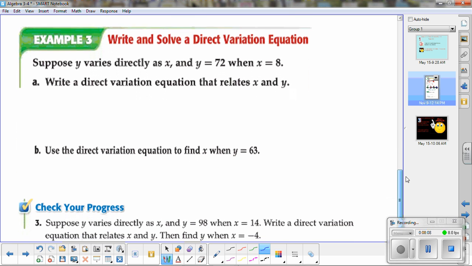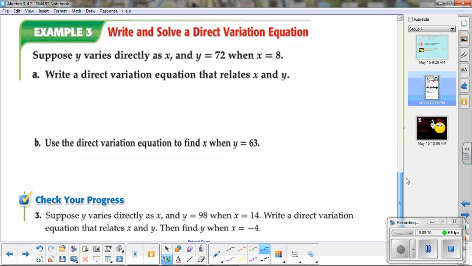The next thing we're going to do is write and solve direct variation equations. So suppose y varies directly as x and y equals 72 when x equals 8. Write a direct variation equation that relates x and y. Well, remember, y equals kx is the form of a direct variation equation. So what we're going to do is plug in the stuff that we know and figure out what k is.